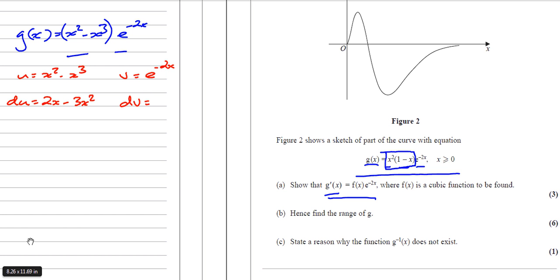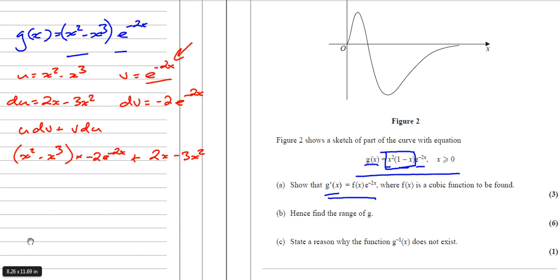Now remember, when you differentiate an exponential, whatever the power is, you differentiate that, bring it to the front, which is minus 2. And it's going to be e to the minus 2x. And then you do u dv plus v du. So u dv is going to be x squared minus x cubed times minus 2e to the minus 2x, plus v du, which is 2x minus 3x squared times e to the minus 2x.